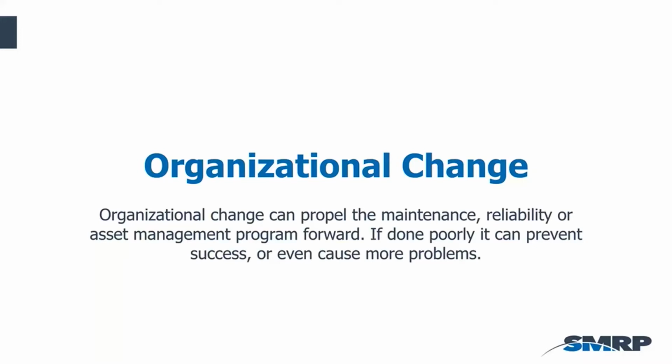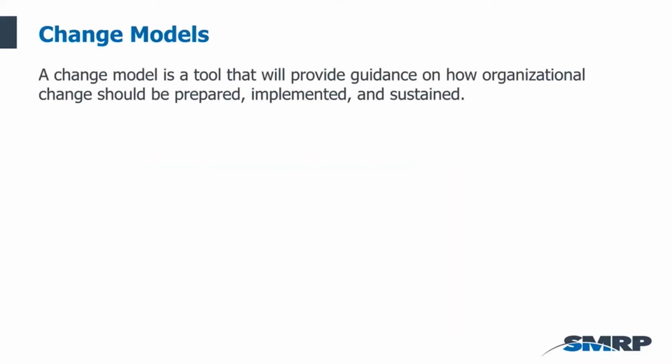So now let's talk about organizational change. Let's say your strategic plan had some major changes in it, such as we're going to put in a new work order management process. Well, organizational change can propel maintenance, reliability, and asset management programs forward. But if they're done poorly, it can prevent success and even cause more problems. So this is something that maintenance and reliability professionals need to be really good at.